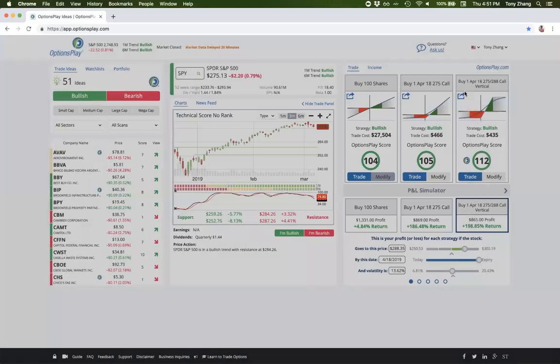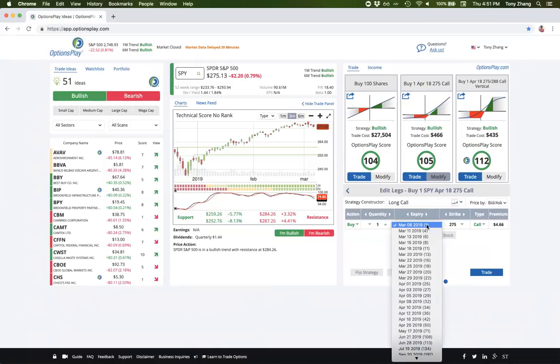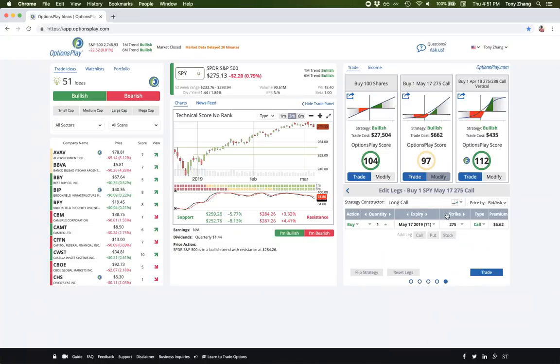So let's go back to, I'm going to use SPY. This is just an easy example that everyone's familiar with. This is the S&P 500 ETF. I'm going to simulate your portfolio with shares of SPY. And what I'm going to do is buy a different put option. So I'm going to buy a May, which is roughly a 2-month put option. I'm going to buy an out of the money put option. So I'm going to buy about a 265 put.